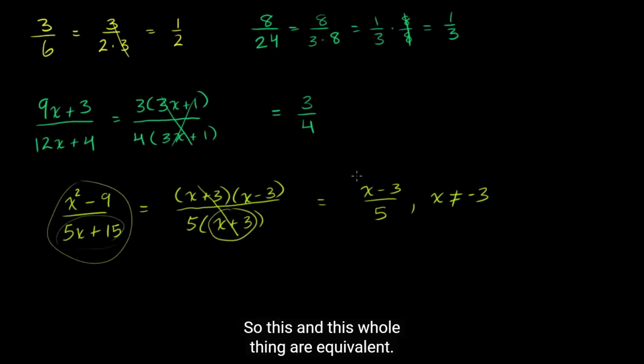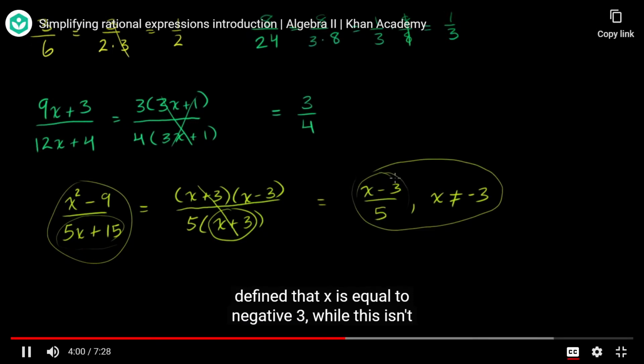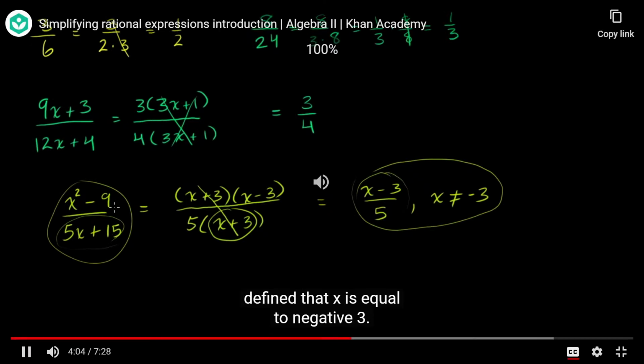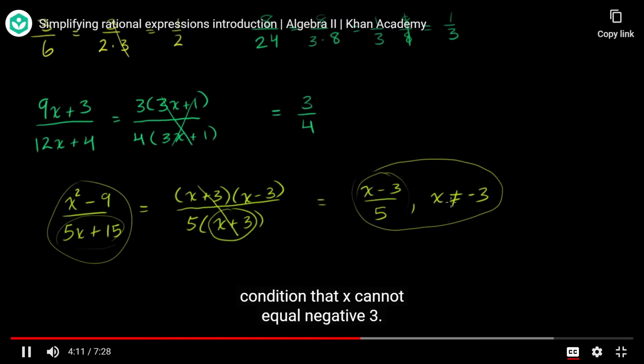So this and this whole thing are equivalent. This is not equivalent to this right here, because this is defined at x equal to negative 3, while this isn't defined at x equal to negative 3. So to make them the same, I also have to add the extra condition that x cannot equal negative 3.